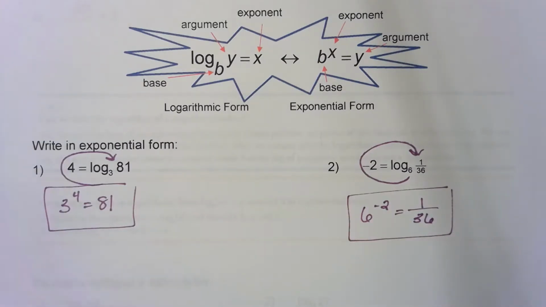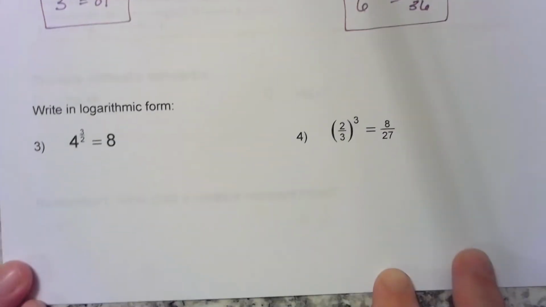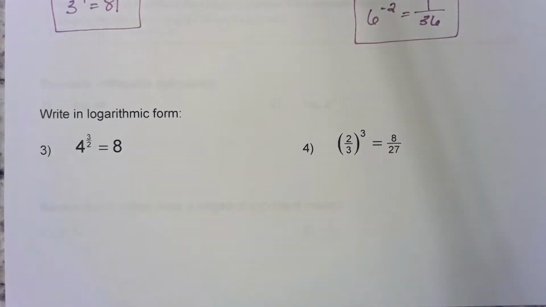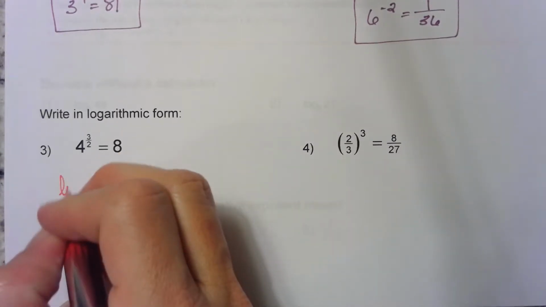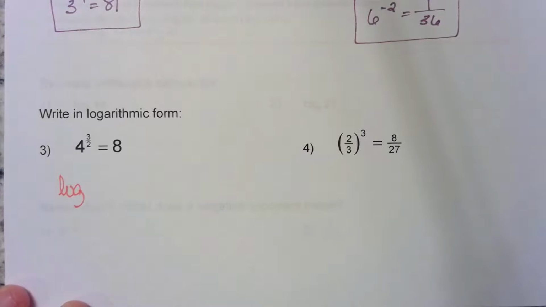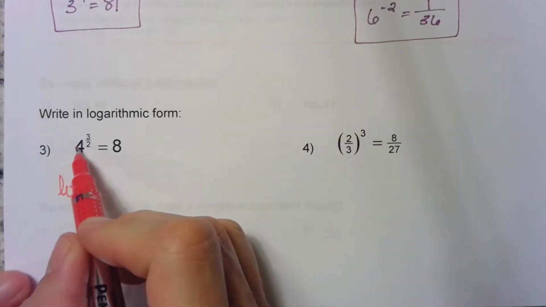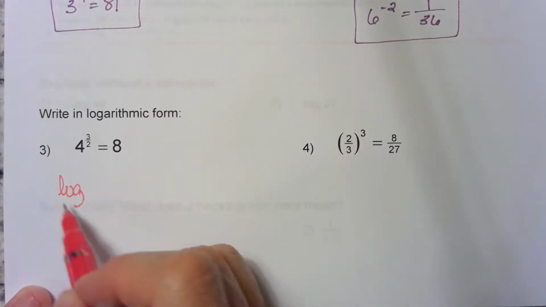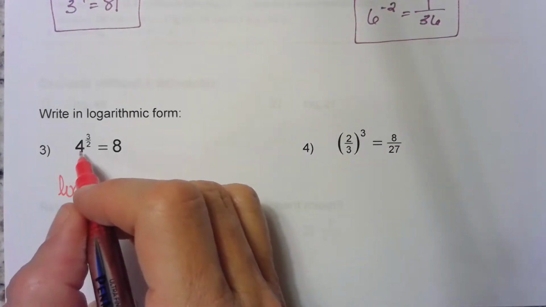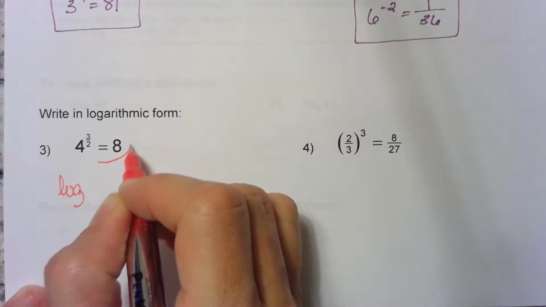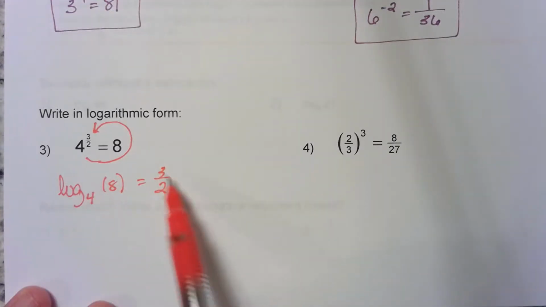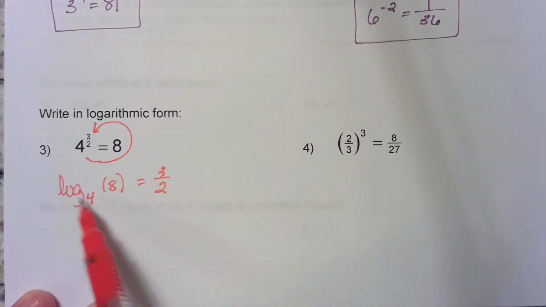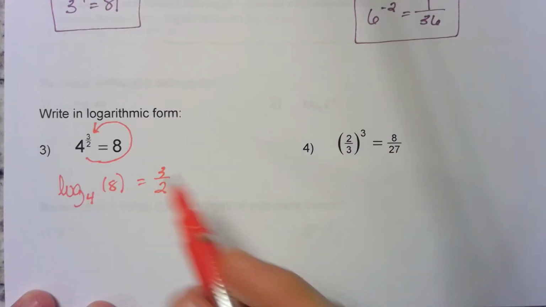So what if we want to go the other direction? What if we are given exponential and we want to write it as a logarithm? Well, remember we're going to start with the log, so log something. I just said always start with the base. The base in the exponential and the base in the logarithm are always the same. So it's log base 4 of 8 equals 3 halves. Another way you can remember this is the log is always equal to the exponent. This is your logarithmic form.